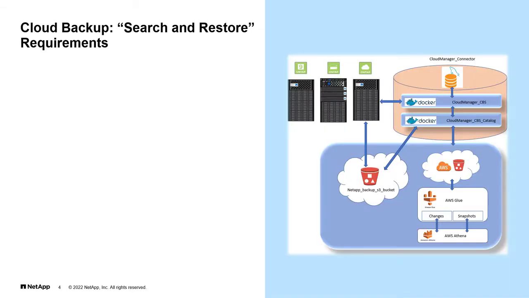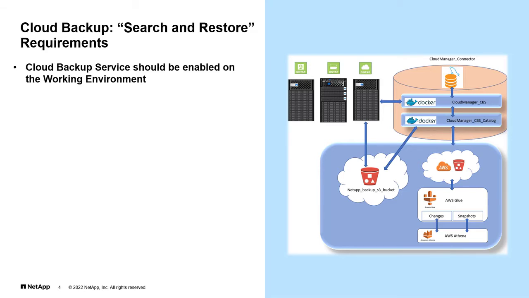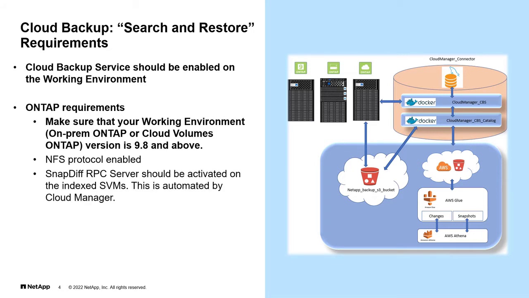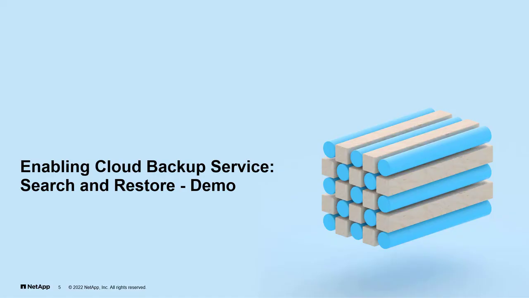Now let's look at the requirements. One of the primary requirements is that Cloud Backup service should be enabled on the working environment. Looking at the ONTAP requirements, we should have ONTAP versions 9.8 or above. NFS protocol should be enabled. Snapdiff RPC server should be activated on the indexed storage VMs. This is automated by Cloud Manager. An online storage VM data LIF should be set up. Finally, cloud permissions for Athena, Glue, and S3 have to be manually added for the existing connectors.